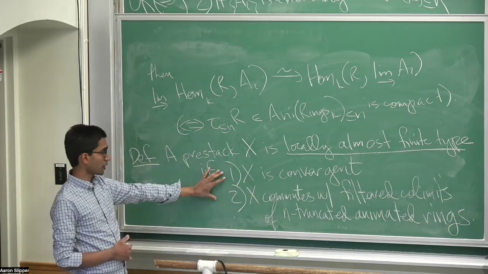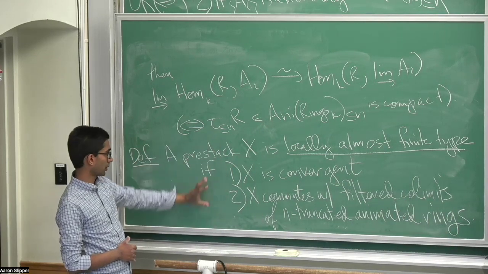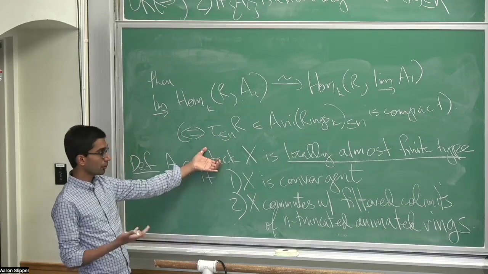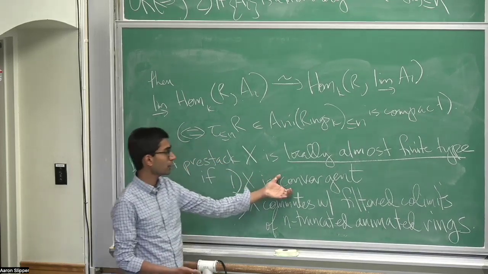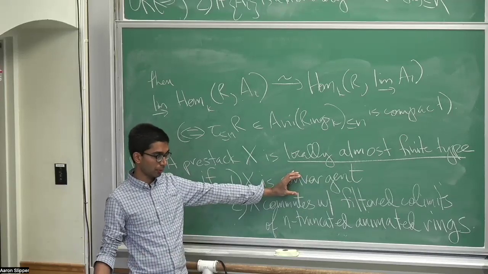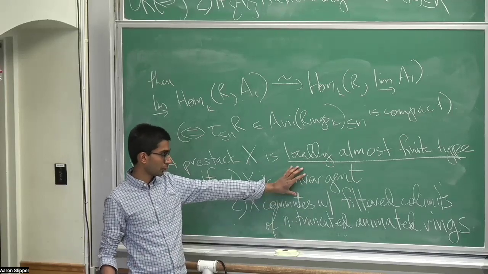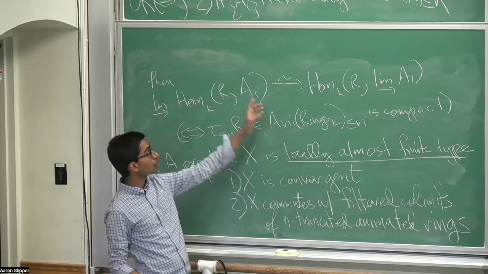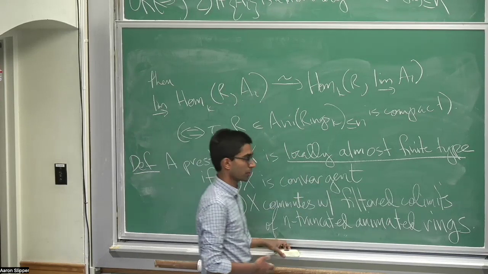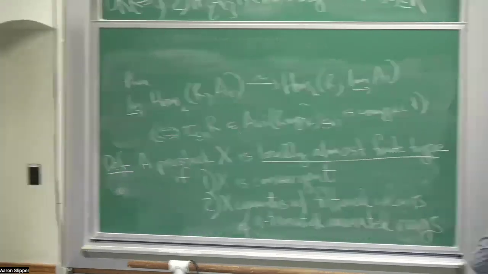Right, so maybe I should say that a priori a prestack is something that you define on all animated rings. These conditions mean that X is actually determined, instead of evaluating on all animated rings, by its restriction to rings which are truncated and almost finitely presented. So this is a comment.